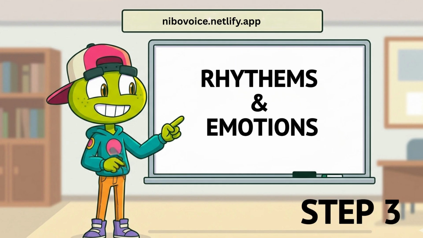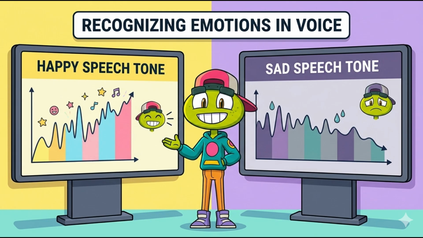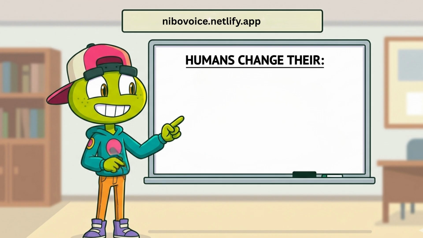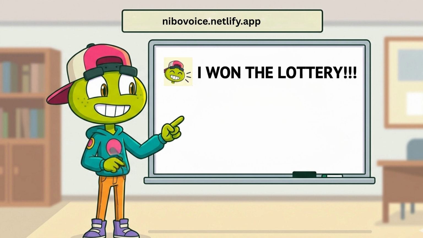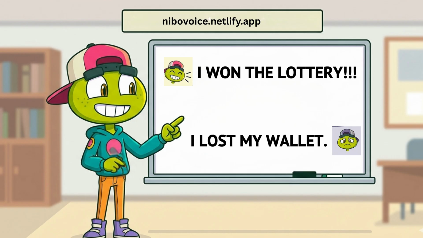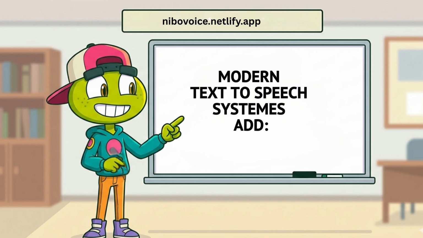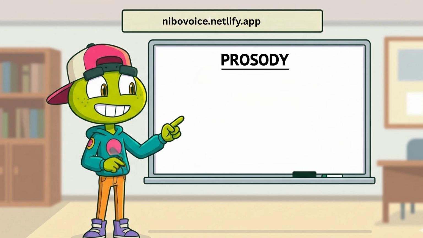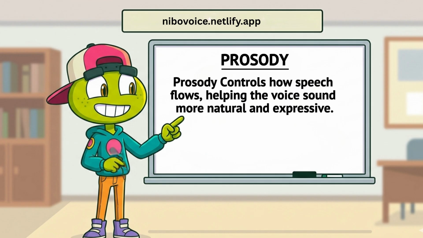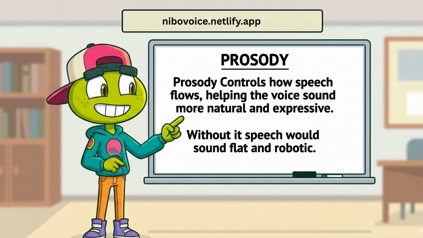Step 3. Adding rhythm and emotion. Speaking isn't just about saying words. Humans naturally change their pitch, speed, tone, pauses. Imagine reading these two sentences. "I won the lottery," and "I lost my wallet." They shouldn't sound the same. Modern text-to-speech systems add what's known as prosody. Prosody controls how speech flows, helping the voice sound more natural and expressive. Without it, speech would sound flat and robotic.